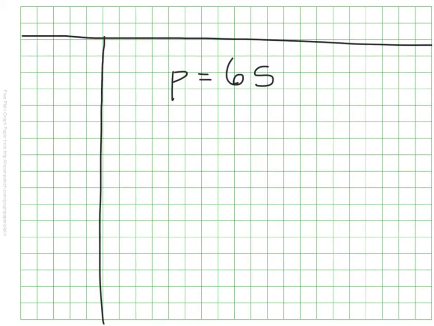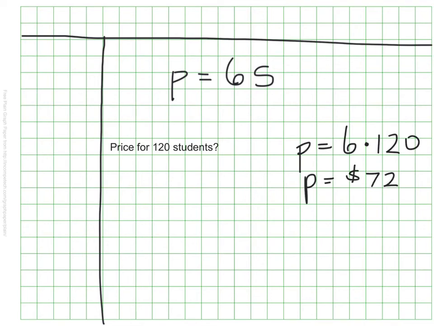With our equation now, we can actually use it to find out information that wasn't in the table. So for example, I might say something like, how much would it cost if 120 students went on the field trip? To do that, I can use my equation and say, well, the price, which is what I'm looking for, is still unknown, but I can find it by calculating 6 times 120 students. And then I just need to solve that to figure out what the price would be. And if I went through that calculation, I would see that the price would be $720.